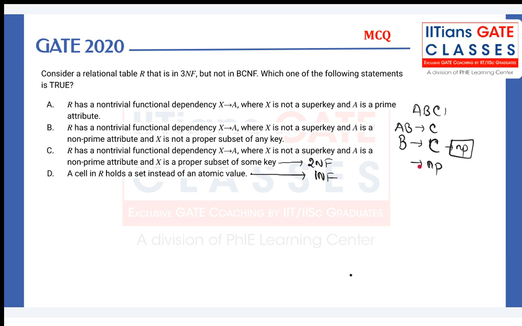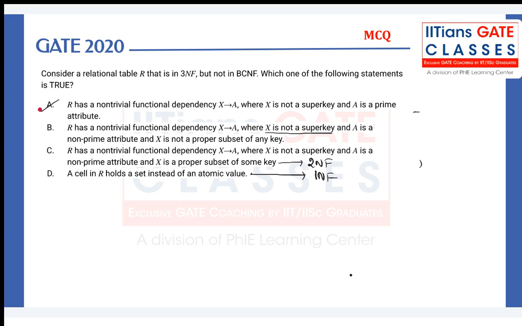So X is not a super key, B is not a super key, and A is a non-prime attribute, which is C in this case. Okay, fine. I think you are correct. You are also correct here because the right hand side should definitely be a prime attribute. So option A is correct, which means X is not a super key and A is a prime attribute.